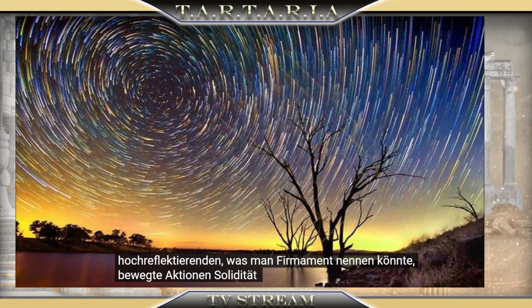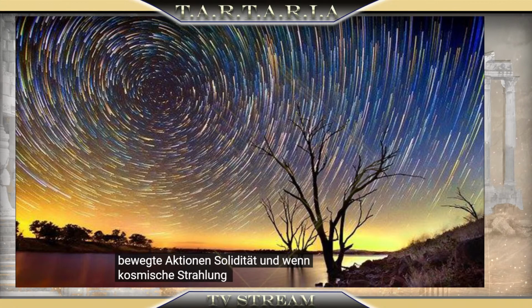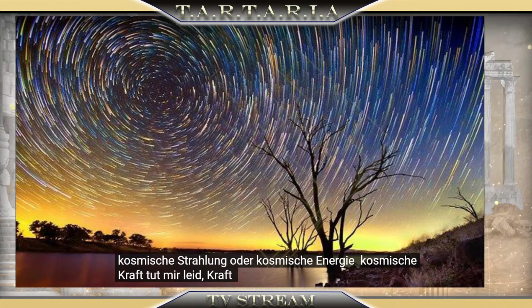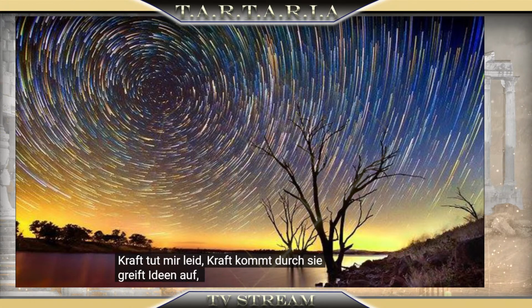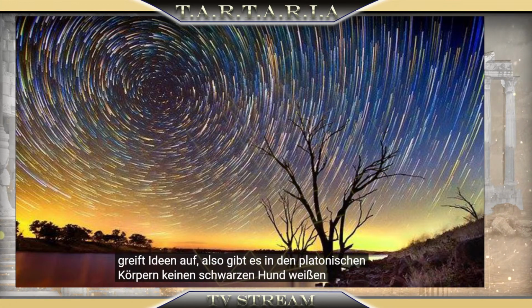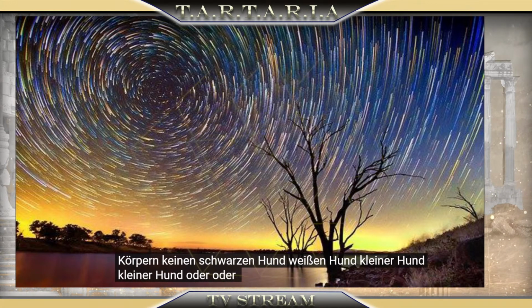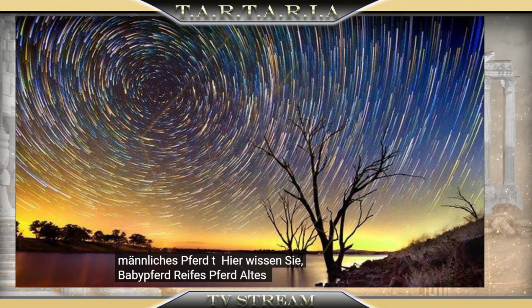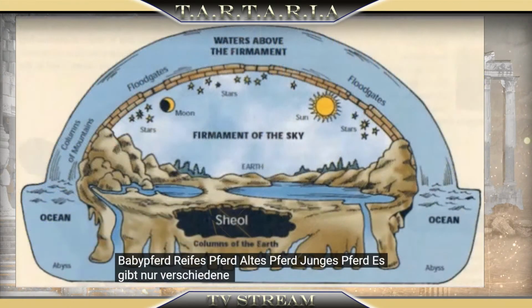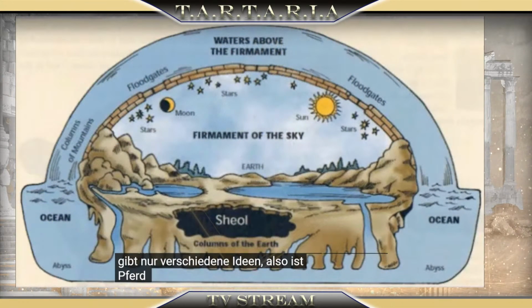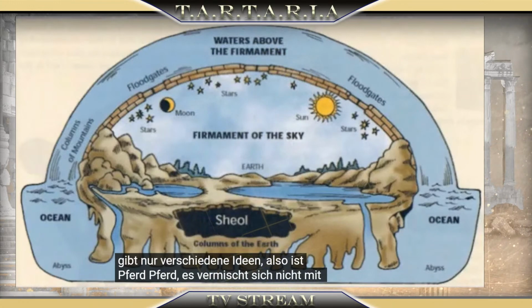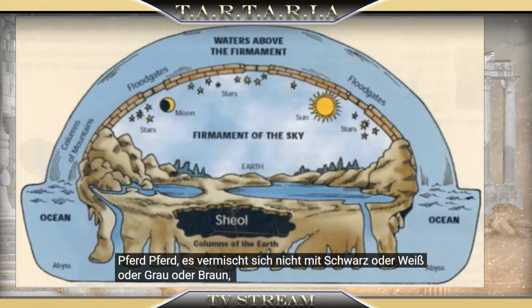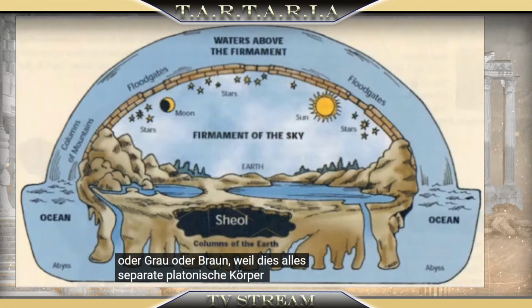Moving action solidity. And when cosmic rays or cosmic energy, cosmic power comes through, it picks up ideas. So in the Platonic solids, there is no black dog, white dog, little dog, small dog, or big horse, small horse, male horse, baby horse, mature horse, old horse, young horse. There's only separate ideas. So horse is horse. It doesn't mix with black or white or gray or brown because those are all separate Platonic solids.